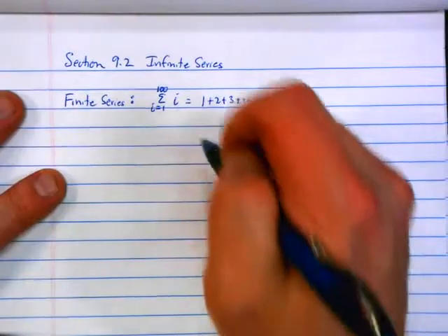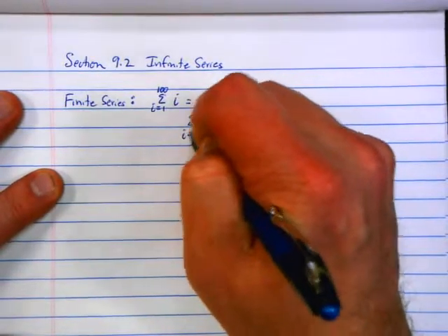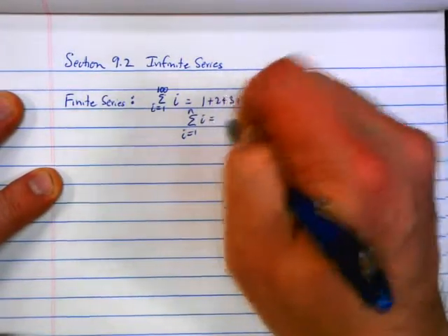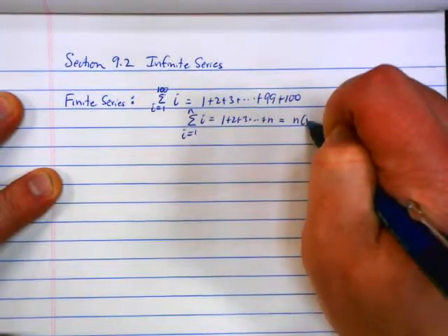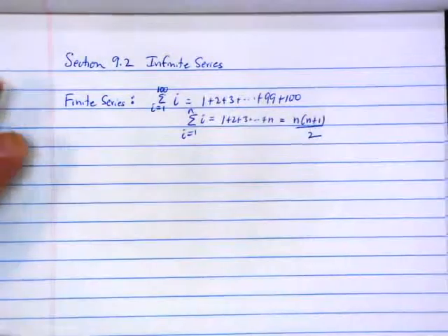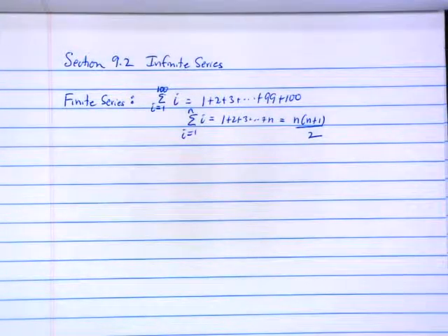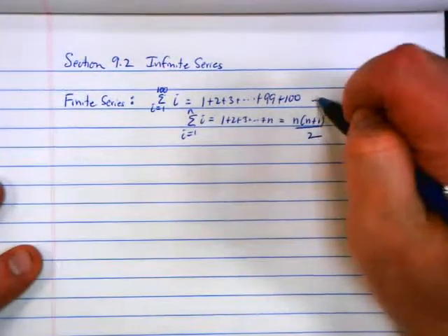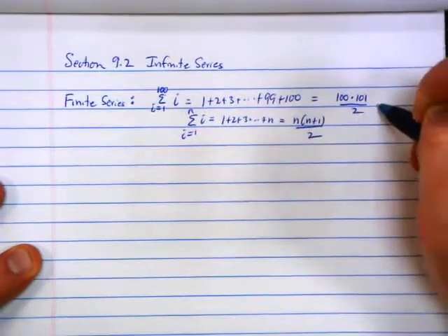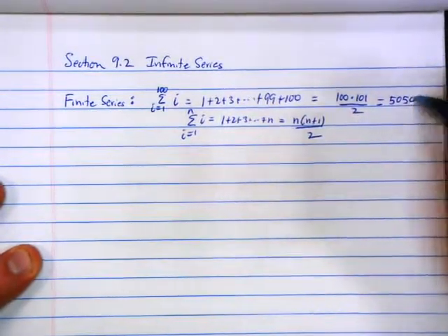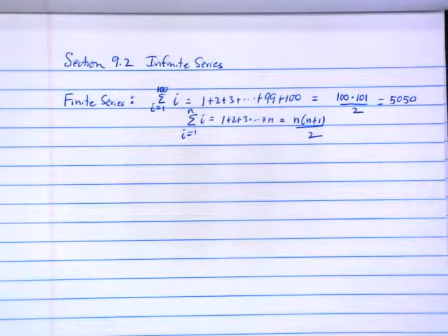All right, so we had a rule. The sum from i equals 1 to n of i, which is 1 plus 2 plus 3 up to n, was n times n plus 1 over 2. So if I want to add 1 plus 2 plus 3 all the way up to 100, that's 100 times 101 divided by 2, which is 5,050. So those are the sort of things we did in Calc 1.